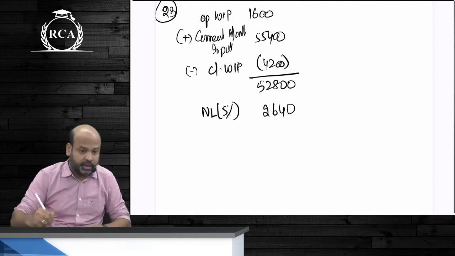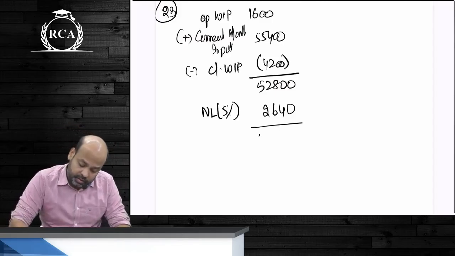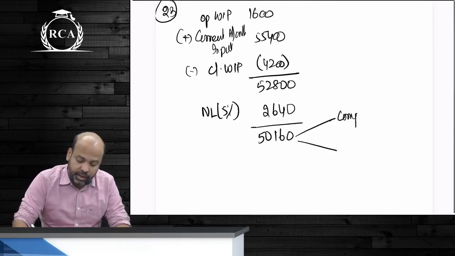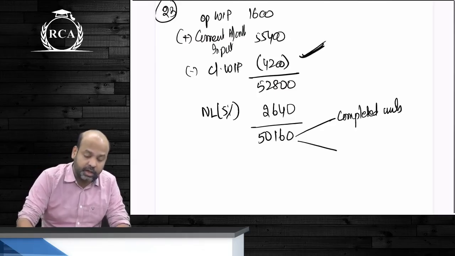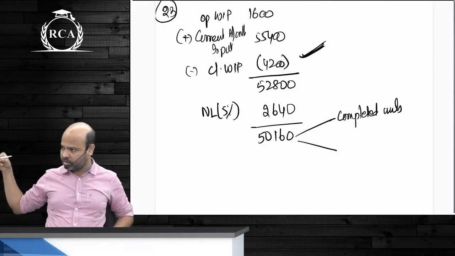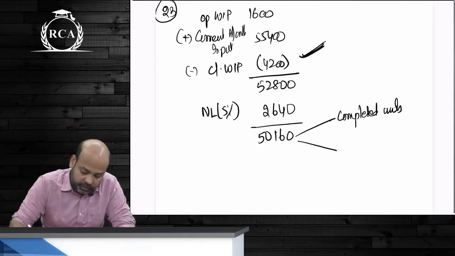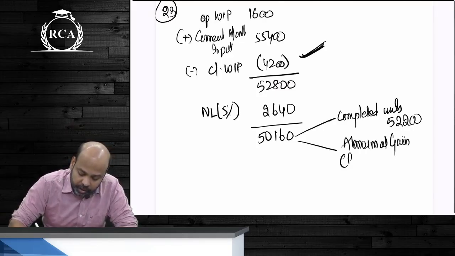If you want you can deduct this, guys, but then remember, this amount that is coming, you will divide it into only two parts: completed units and abnormal loss or gain. Do not again write closing work in progress because you already deducted it. If you divide it into three parts, there will be a problem, beta. Did you not deduct closing work in progress already? How many are completed units? 52,200. What will be the amount of abnormal gain? Abnormal gain is the balancing figure, beta, 2,040.